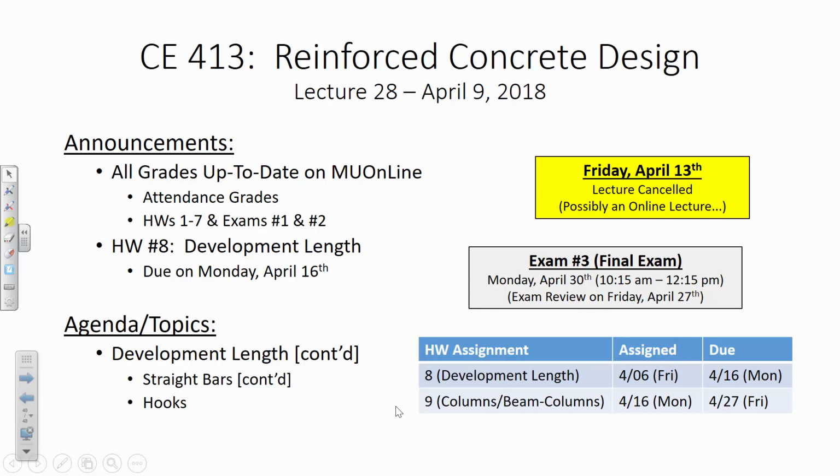This is what I was going to say. If you want, there's a lot of stuff we could talk about. We could talk about wall design, foundation design. We could talk about continuous construction. We could look at two-way slabs, slender columns. We're not doing all that, but we'll review the stuff maybe that's pertinent to us.